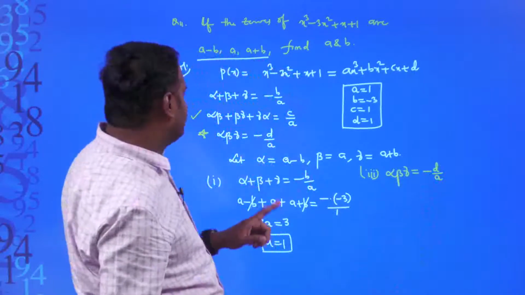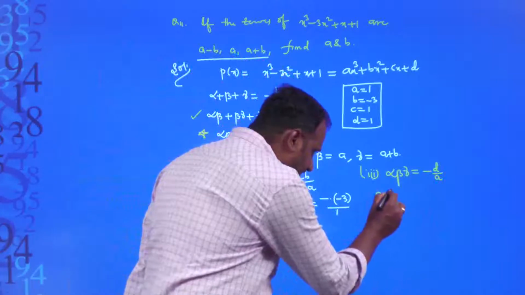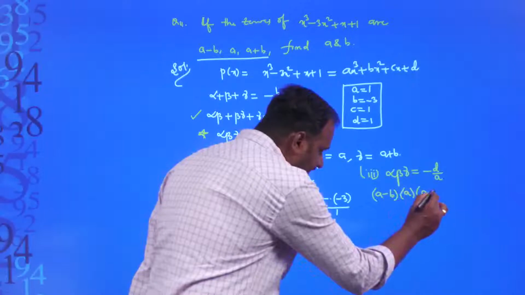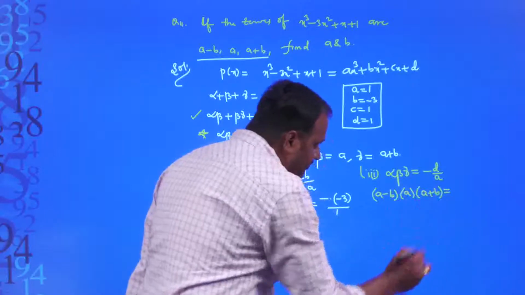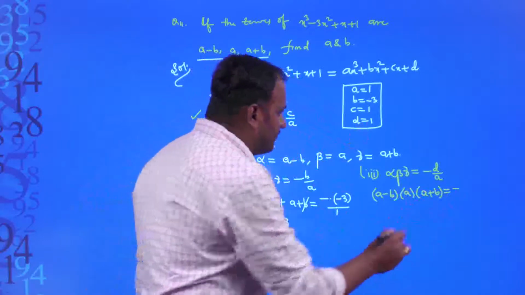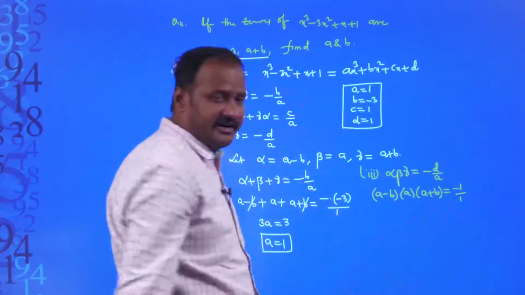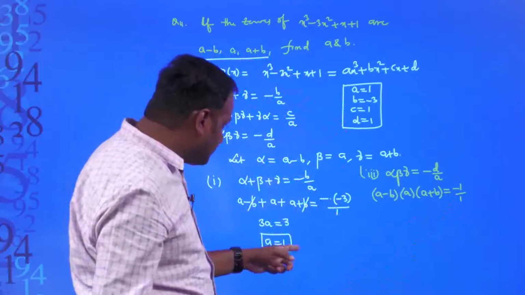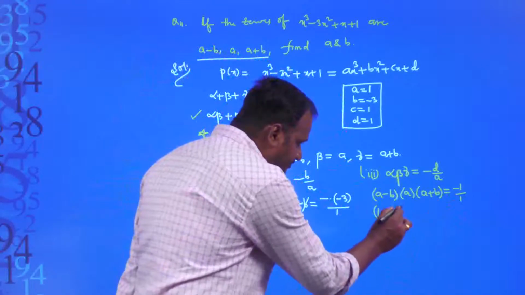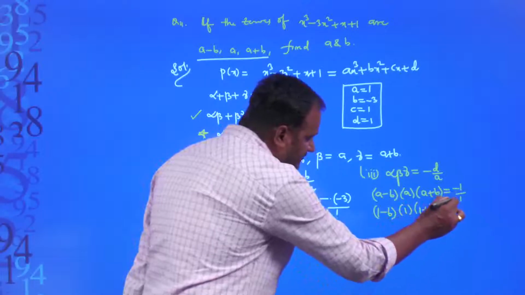Okay. Now, write what is alpha here? Alpha is equal to a minus b. So, a minus b into beta, beta is equal to a, and gamma is equal to a plus b, which is equal to minus d by a, the value of d is going to be 1, divided by a is also equal to 1. Okay. We got the value of a is equal to 1, better substitute there. A is 1, so 1 minus b into 1 into 1 plus b is equal to minus 1 by 1 equal to minus 1, right.